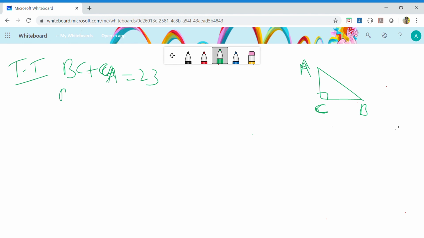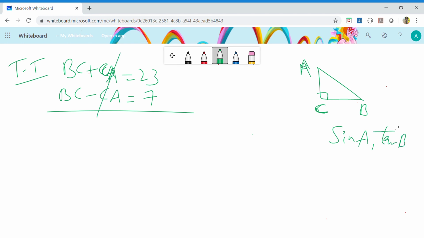Next, try this one question. It is given that in triangle ABC, right angle at C. So the right angle you have to mark as C. The remaining two vertices you can mark A and B anyway. What is the given condition? BC plus CA is equal to 23, and BC minus CA is equal to 7. So find sin A and tan B.